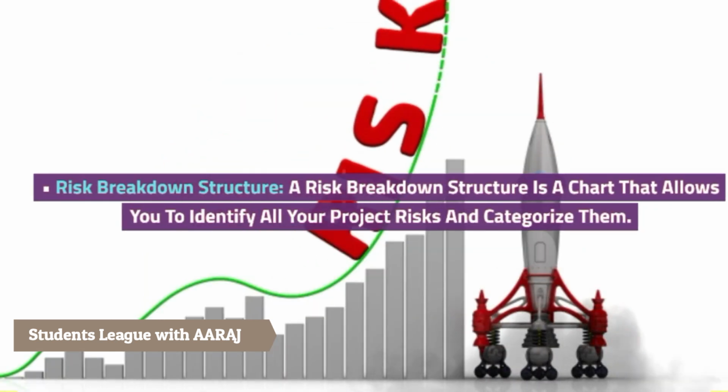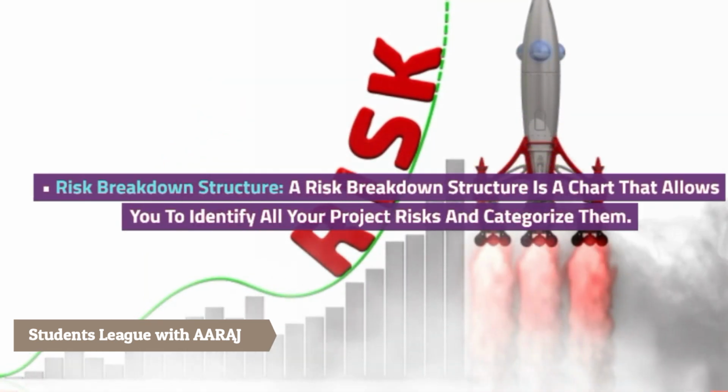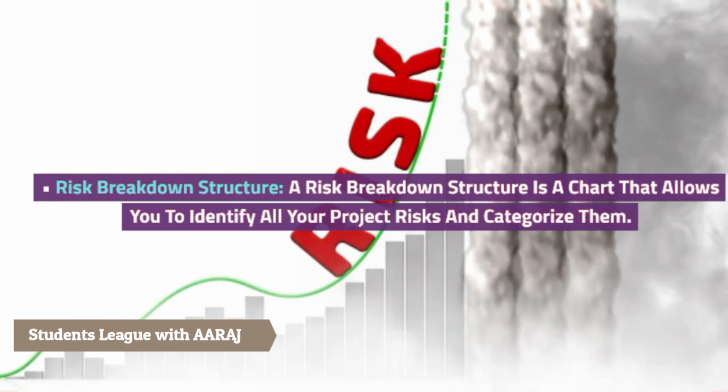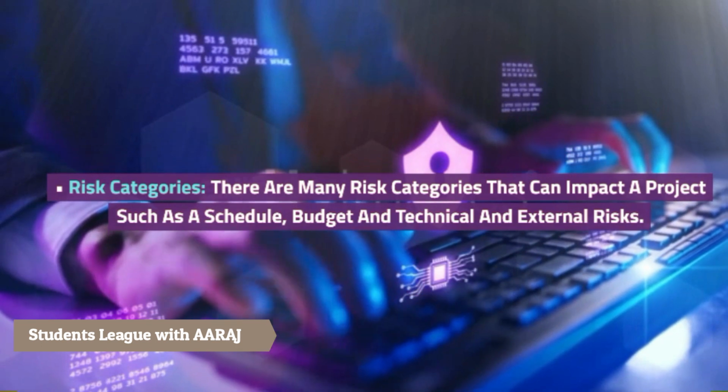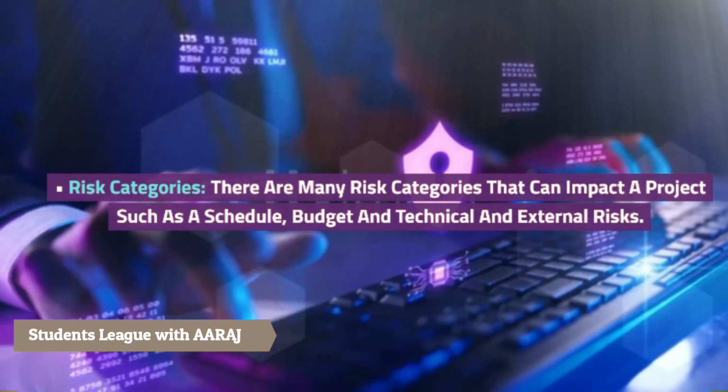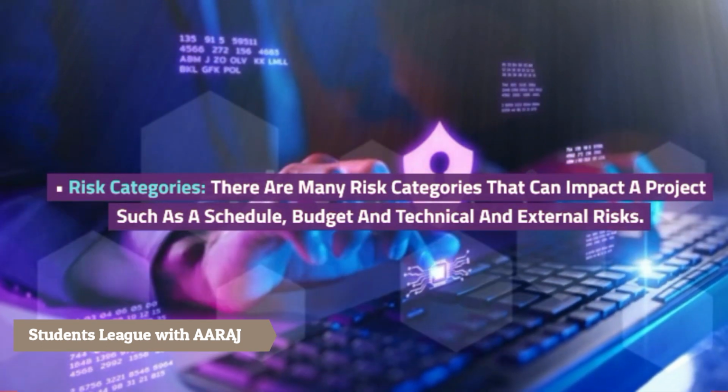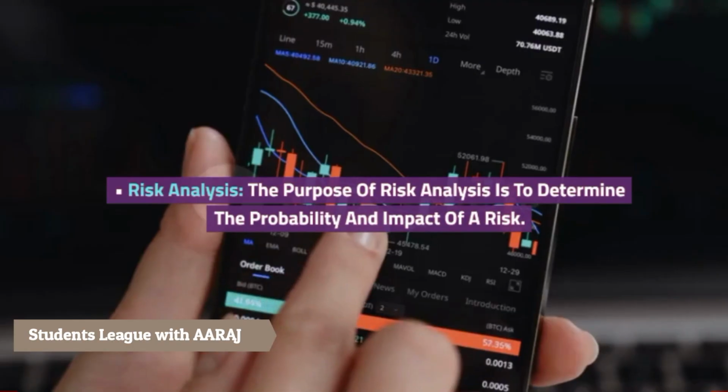Risk Breakdown Structure. A risk breakdown structure is a chart that allows you to identify all your project risks and categorize them. Risk Categories. There are many risk categories that can impact a project, such as schedule, budget, and technical and external risks.